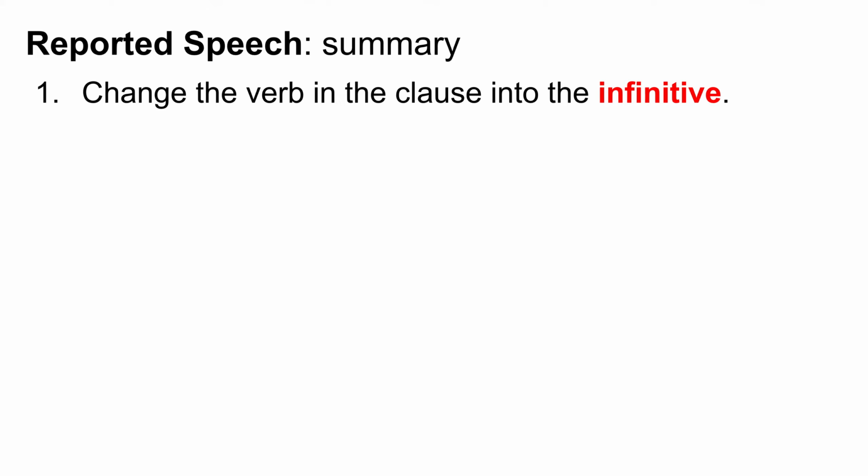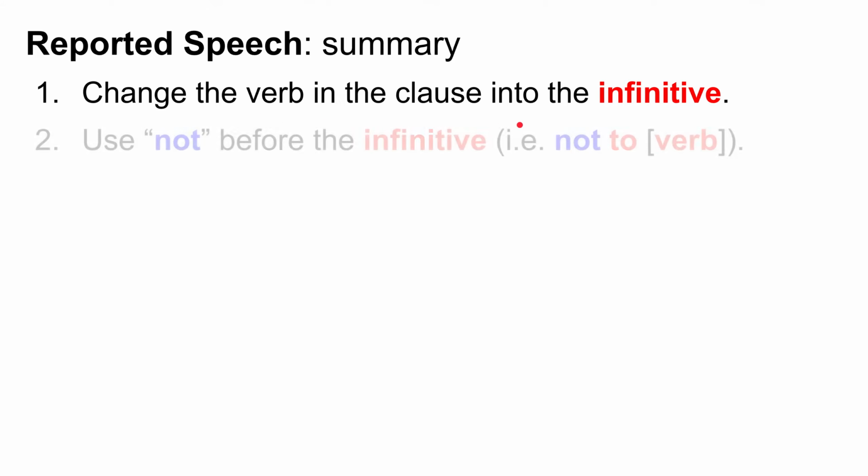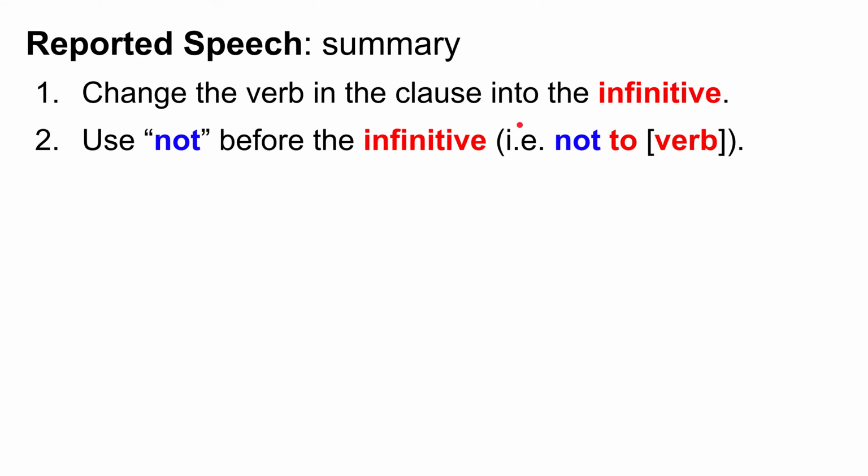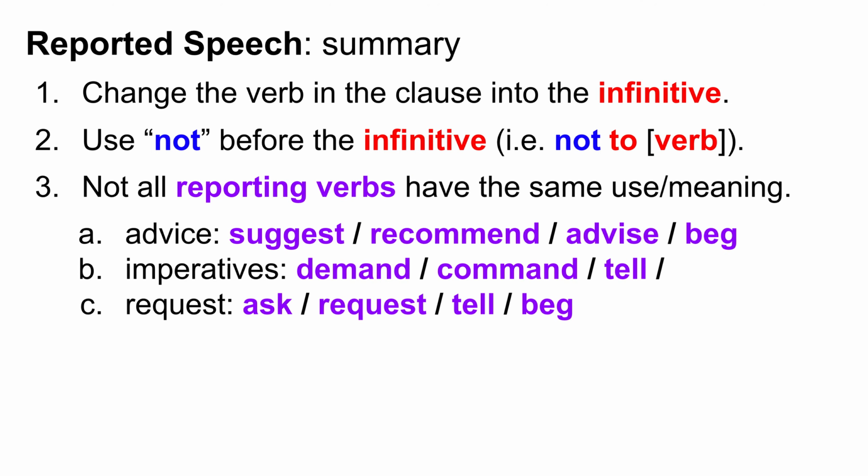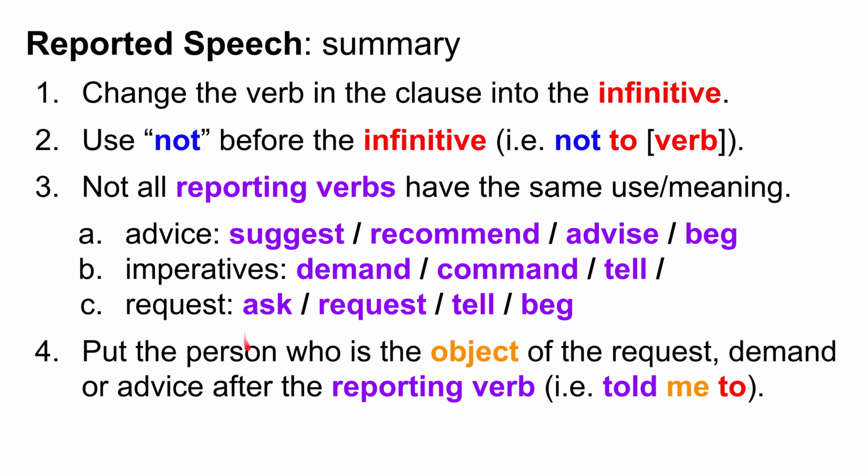Okay, let's do a quick summary. We can wrap this up. First thing we need to do is change the verb in the clause into the infinitive for demands, suggestions, and requests. For the negative, we're going to use not before the infinitive, not to plus verb. Remember that not all reporting verbs have the same use, meaning, or function. So the reporting verbs for advice are suggest, recommend, advise, beg. The reporting verbs for imperatives, for demands, are demand, command, tell. And the reporting verbs for request are ask, request, tell, and beg. Lastly, you need to put the person who is the object of the request, demand, or advice after the reporting verb. So, for example, told me plus the infinitive to.